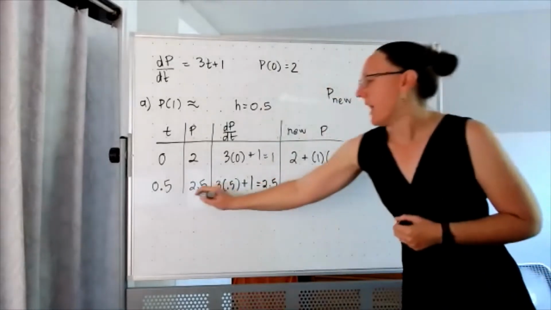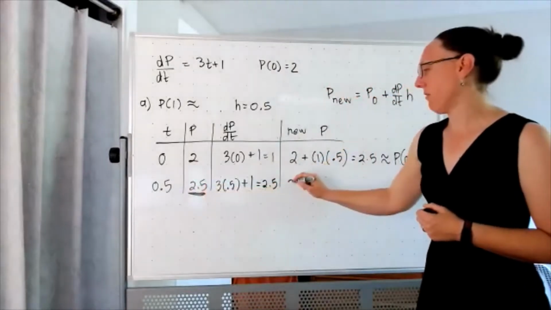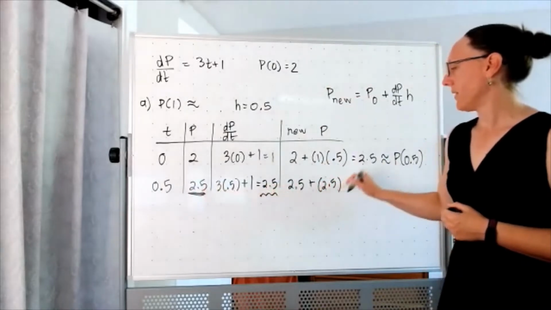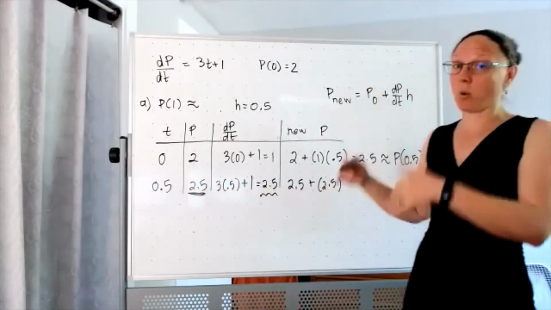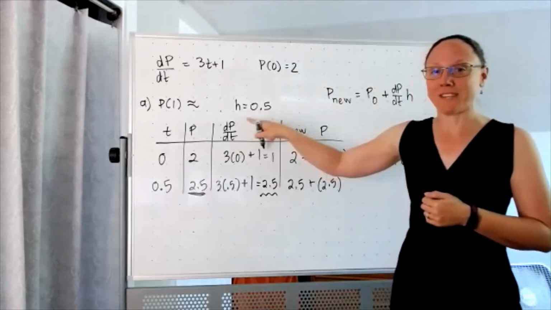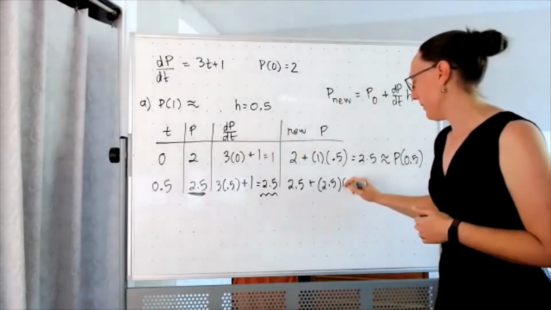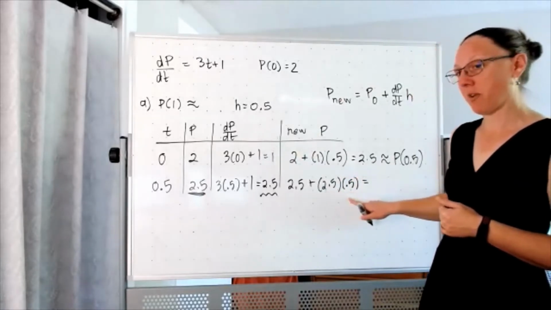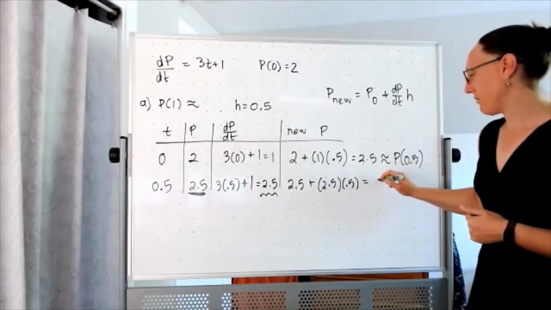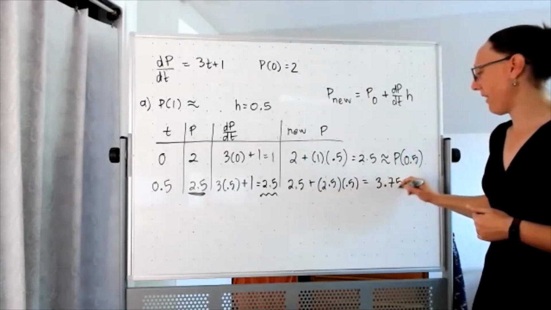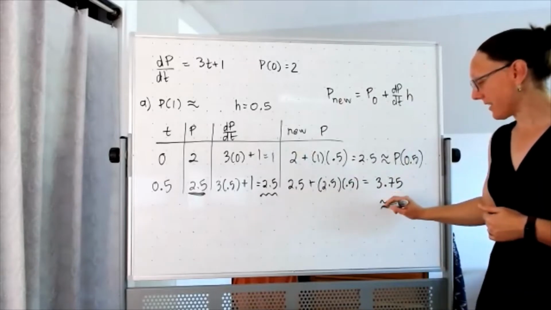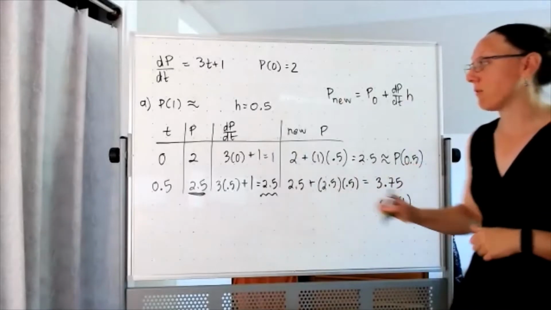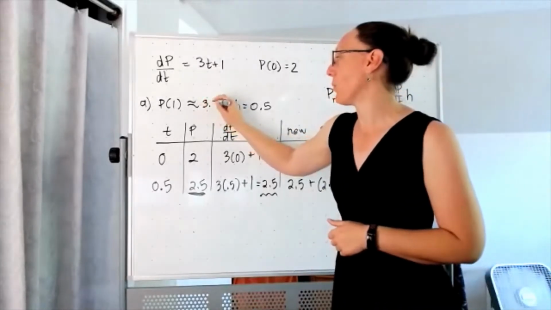So to get my new P, I need the P value I'm at right now plus my slope times my time step. My time step for the whole problem, we're not taking different size steps. We're always taking a step of size 0.5. Well, 2.5 times 0.5 is 1.25 plus 2.5 should give me 3.75. And that is approximately P of 1. So that's what we were looking for. We were looking for P of 1 is approximately 3.75.